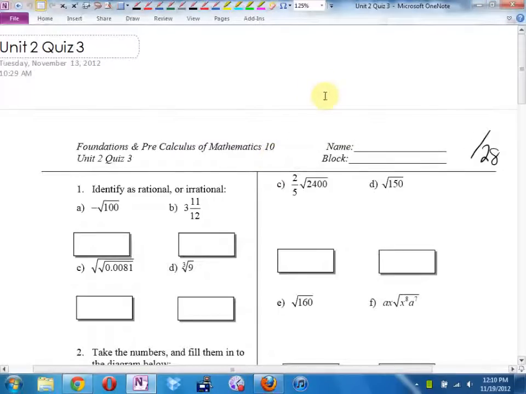So here we go, answers to quiz 3. Very similar to quiz 2 with a few twists. Mark your own. Come on, Mr. Dewick. Here we go. Come on, pen.